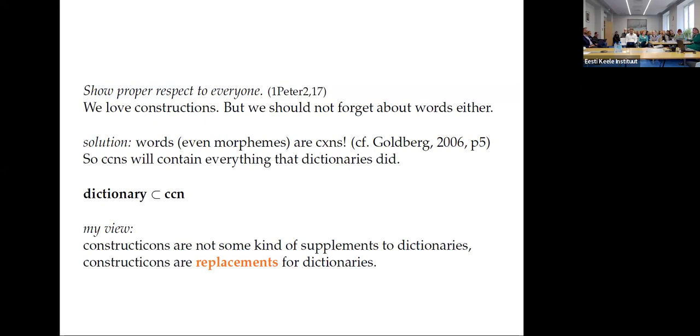So my view, which is different from the previous talks, is that constructicons are not some kind of supplements to dictionaries. Constructicons are replacements for dictionaries. So what we build covers all the constructions and covers all the things which are in the dictionary. This is one main message of my talk, and I sum up this evangelization part with this picture.